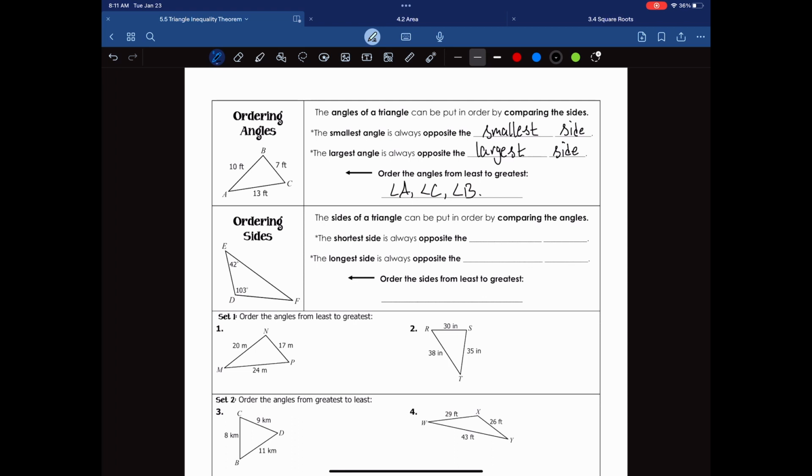So in this case, the shortest side, which in my opinion visibly looks like ED. That is what the shortest side looks like, and let's see if I'm right. The shortest side is always opposite the smallest angle, and the longest is opposite the largest angle.